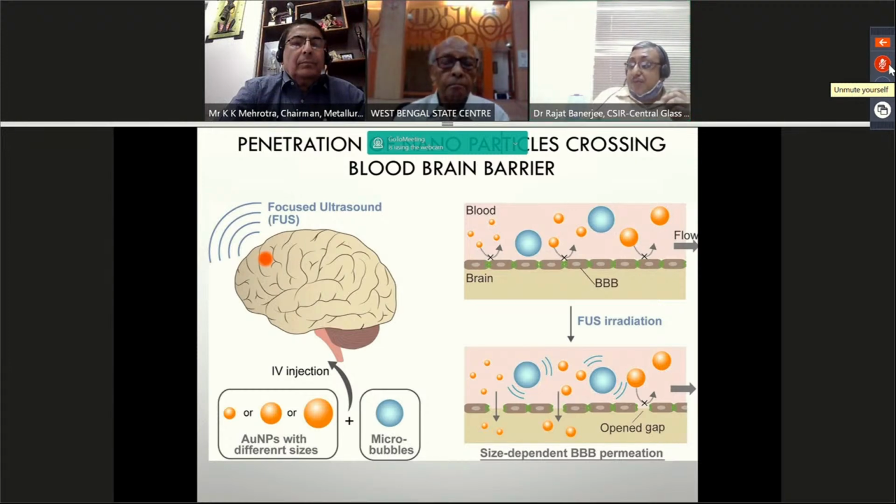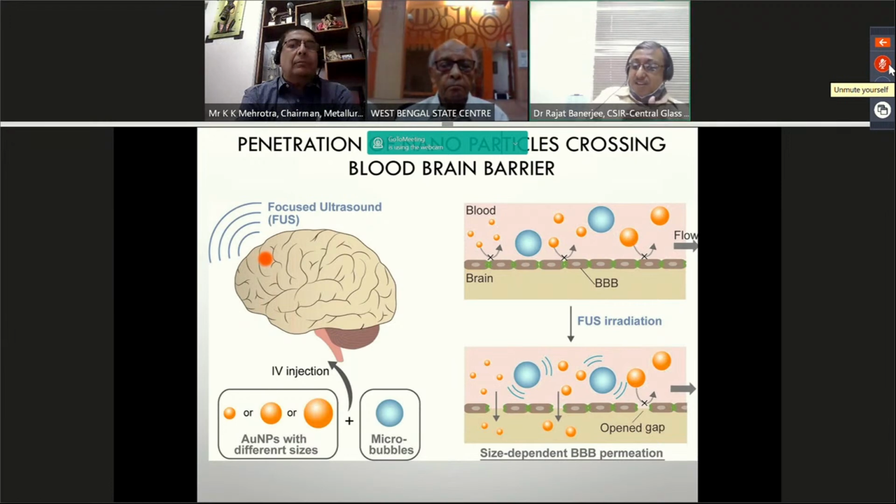For that, what people used to do is a focused ultrasound, and then you use an intravenous injection to make the blood-brain barrier stretch a little bit so that the pores get elongated and nanomaterial can be injected and go to the brain. See what a beautiful thing. If there is no disease, because of this blood-brain barrier, it will never allow any foreign material to go into the brain.